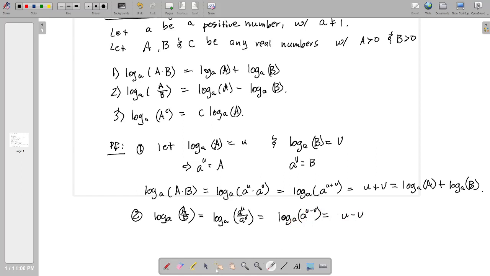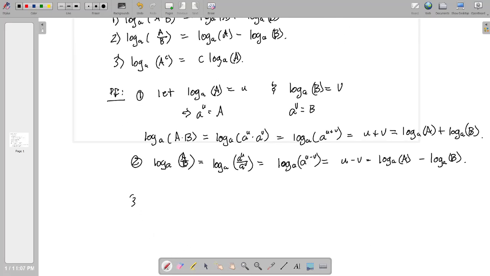Basically, if we didn't know what this was, we would be asking ourselves, a to what power gives me a to the u minus v power? So it has to be u minus v. And then again, we resubstitute. u is equal to log base a of A, and v is equal to log base a of B.